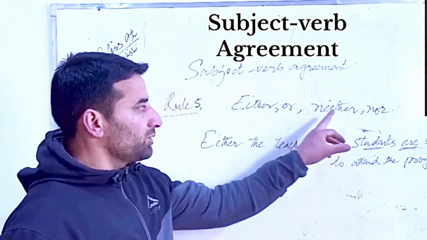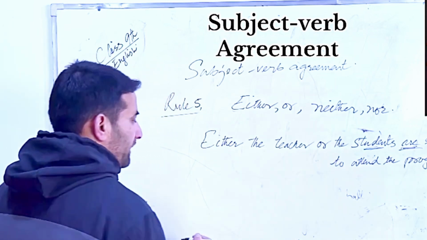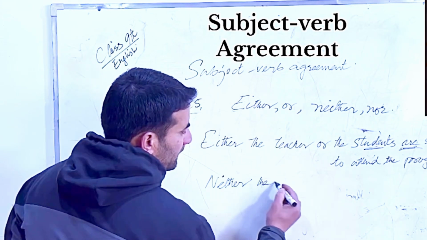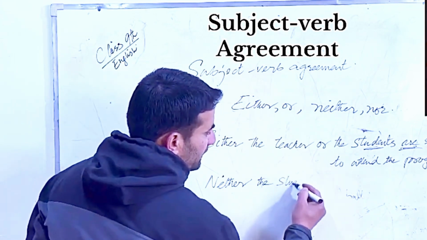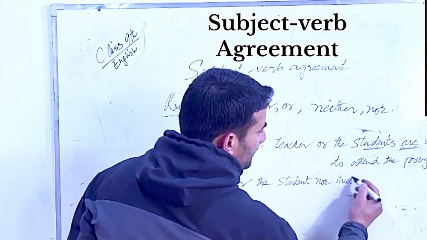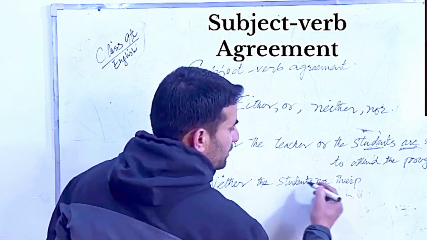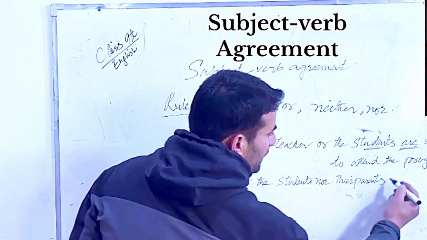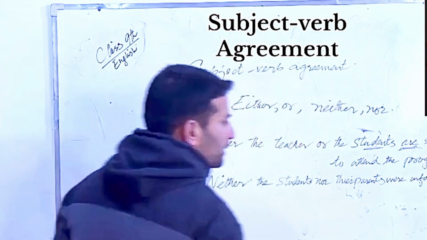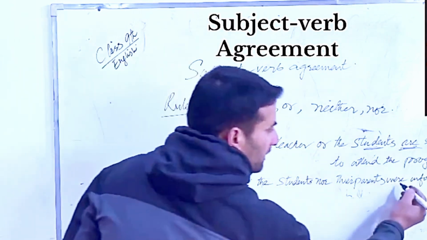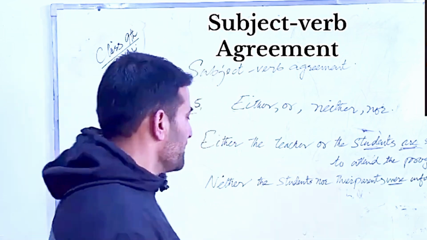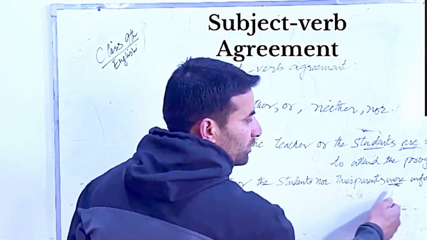I will go for another sentence to help you people understand it in a better way. We will say neither the students nor their parents were informed. So again, we have used here were, the past tense of was, the past tense of is and am. Neither the students nor their parents were informed.